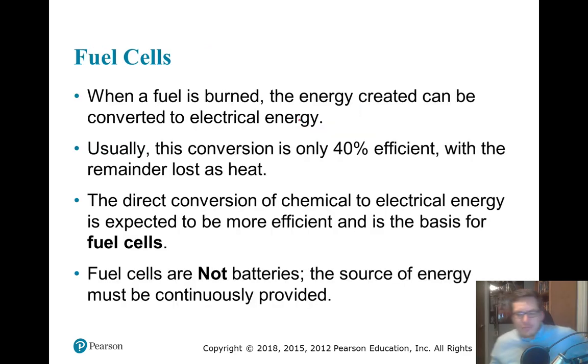All right, and now fuel cells are a different way to produce electrical energy via electrochemistry. The idea with fuel cells is, instead of it being a battery, you have to continually provide the fuel. You don't have this source of energy contained in a little packet; you have to continually provide it. The idea is that it, in theory, is a lot more efficient, and in practicality, it's a lot more efficient. It does have its drawbacks.